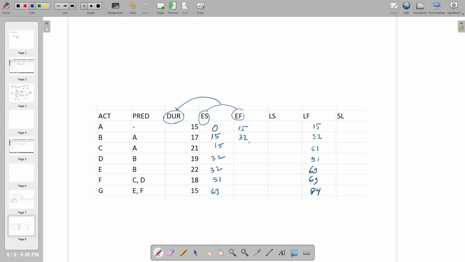Correct or not? What do you think? Yes. So the same thing goes for this. I'm not going to count it.